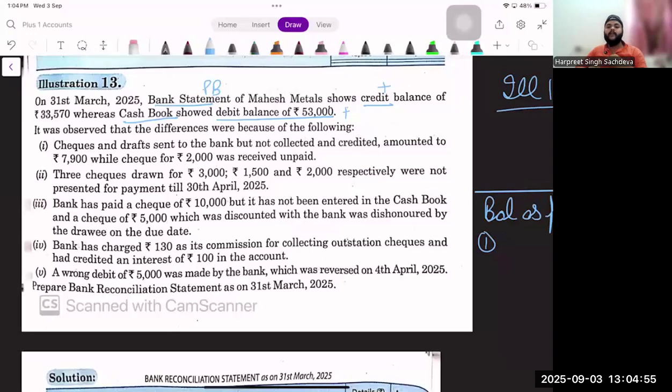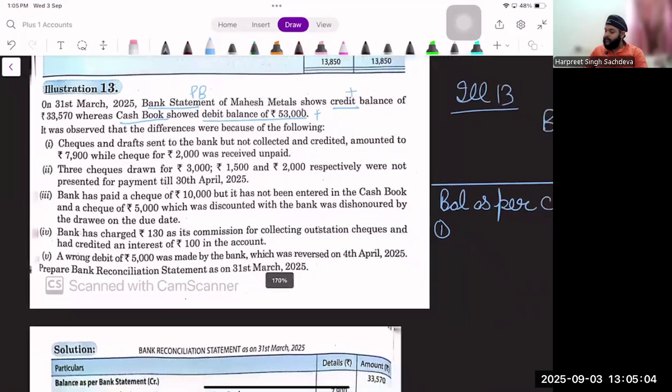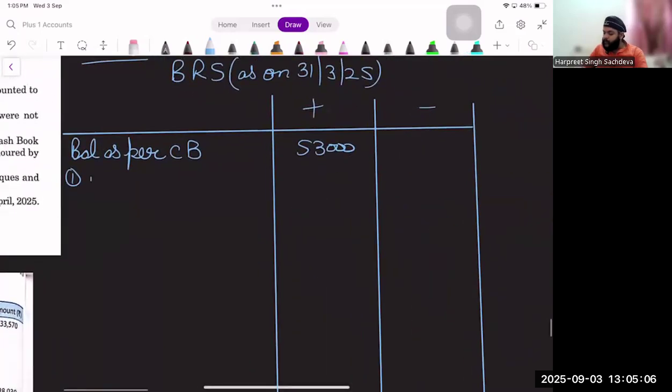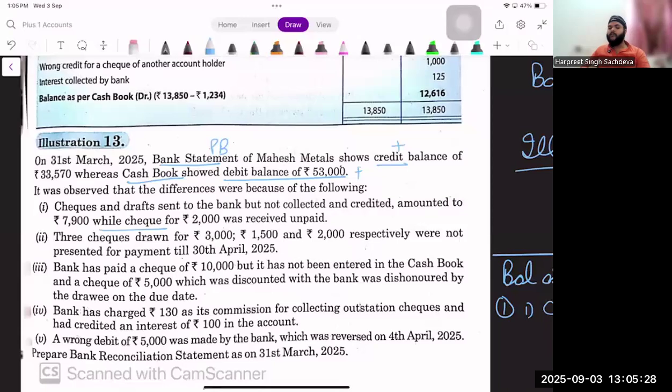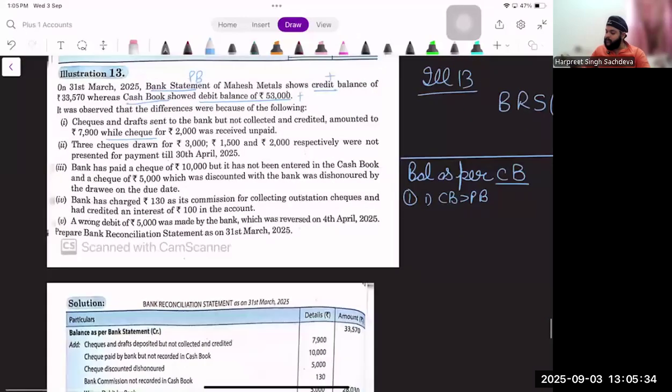Checks and drafts sent to the bank is deposited but not collected and credited amounted to 7,900. This point is containing 2 points. We are saying checks and draft deposited in the bank. We put an entry in the cash book but not collected in the passbook. So cash book is greater than passbook by rupees 7,900 and we are solving the question by cash book. So we'll deduct. While a check of 2,000 was received unpaid.